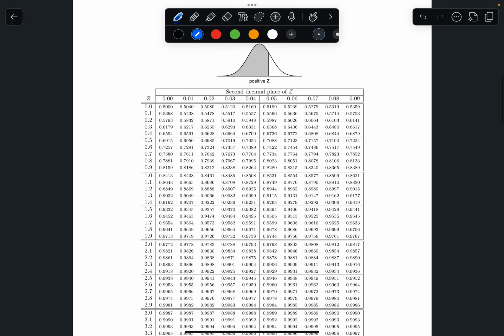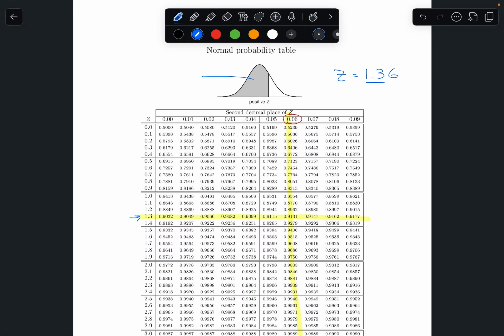So the first number in decimal, our z equals 1.3. We should be looking at this row right here. And 6, here's that second decimal, so I would be looking at this row right here and this column right here. So my area is 0.9131. Now we have to remember, though, that this normal probability table only tells us area to the left.